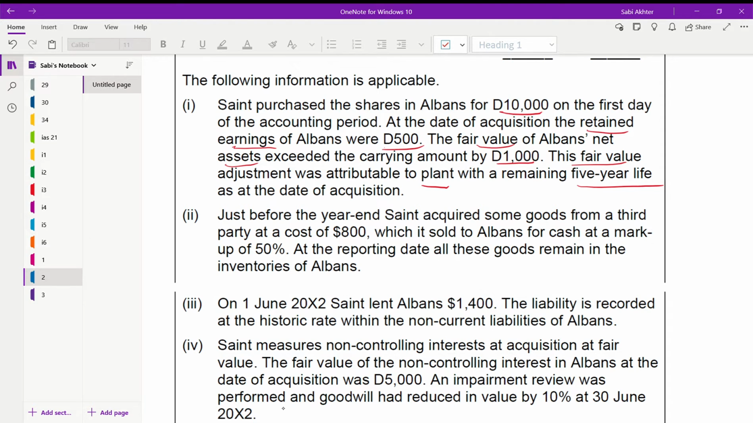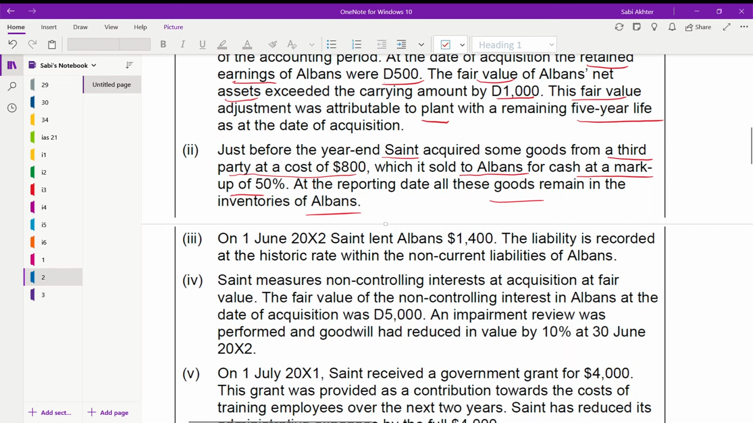Second, just before the year end, he acquired some goods from a third party at a cost of 800, which is sold to L1. Because he sold to L1, it's an intra-group sale that you have to eliminate on consolidation. Don't forget that. It is in dollar. Always check the currency. If it's in dollar, don't change it again. Keep it in dollar. Only if it is not in dollar do you have to change. It is sold for cash at a markup of 50%. These goods still remain in the inventory of L1.